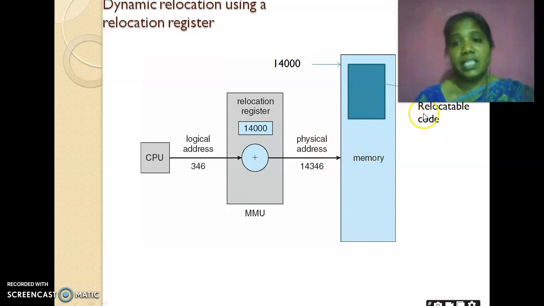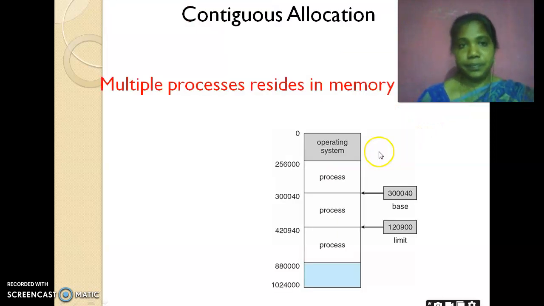It is the relocatable code. Next it is going to the contiguous allocation. Contiguous allocation means each process's data is going to be stored in memory in a separated space. That means it is a contiguous allocation. So each process is allocated into contiguous memory.